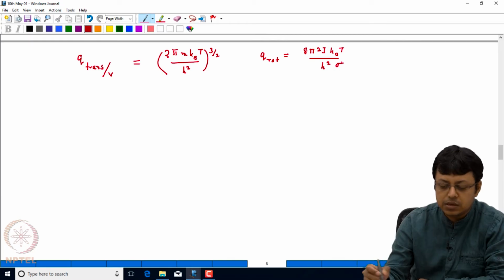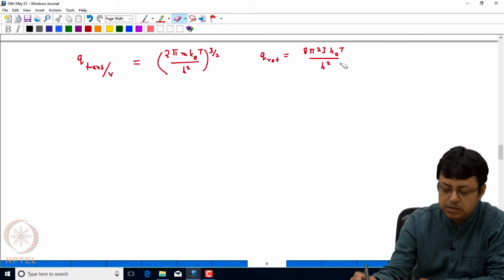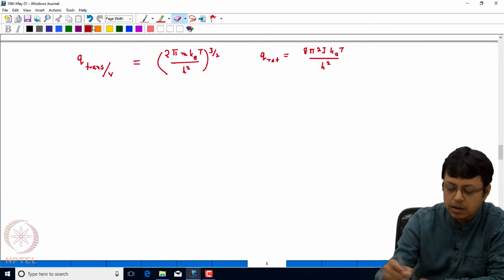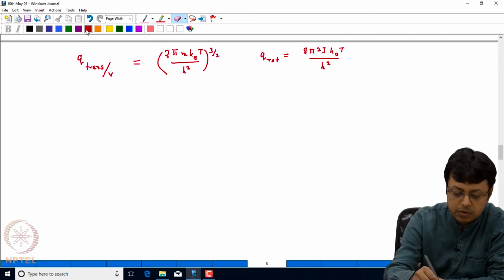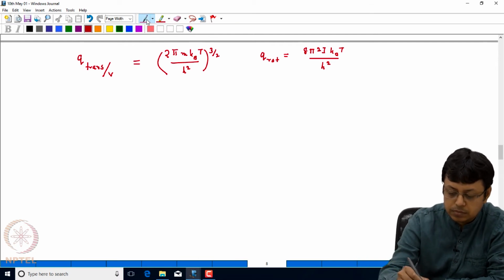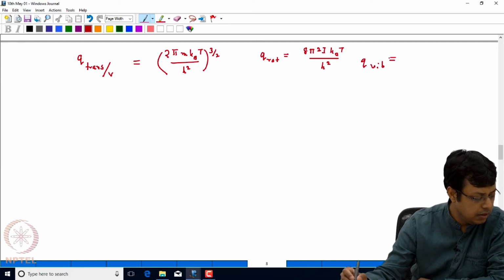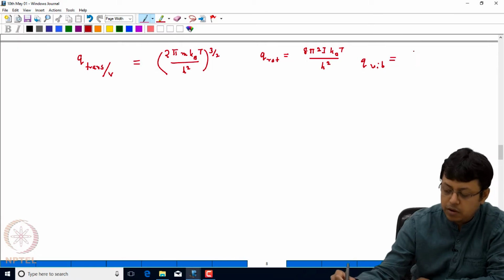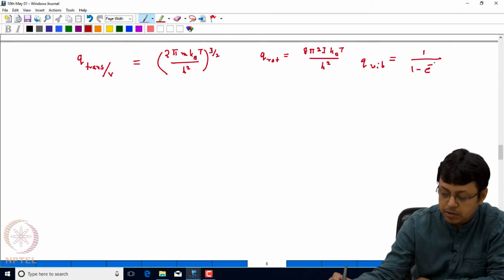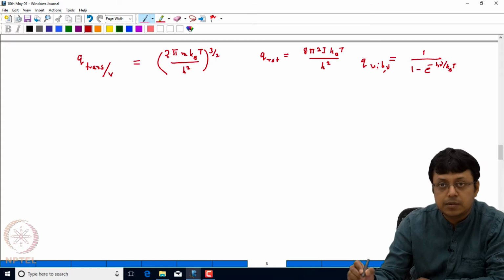Now, for our case, as we said, the symmetry number is not necessary, so we just take it to be 1. And similarly, we also have Q vibration, which we already know for any particular vibrational mode will be 1 divided by 1 minus e to the power minus h nu by kBT, but that is for the nth mode. So we should actually write it with a subscript nu.